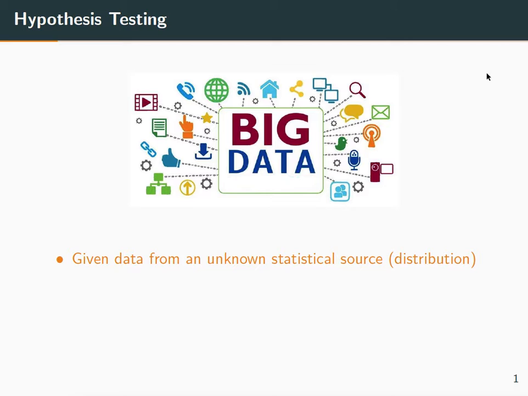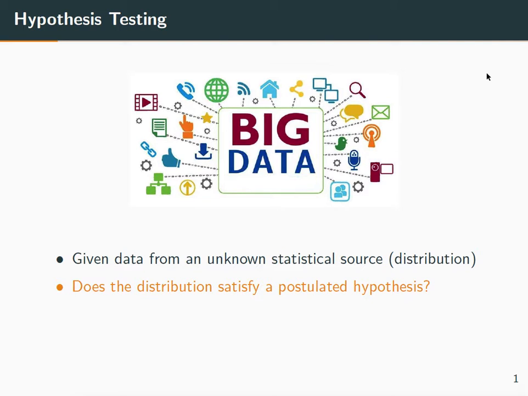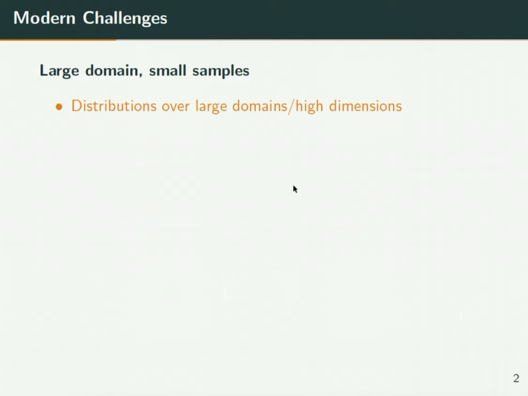Every day, there is an amazing amount of data being generated. For a specific task, we can assume that the data come from an unknown statistical source. Given the data, we want to infer some properties of the underlying distribution. One of the quintessential problems asked in statistics and machine learning is: does the distribution satisfy a postulated hypothesis or not? We may face some modern challenges for this task.